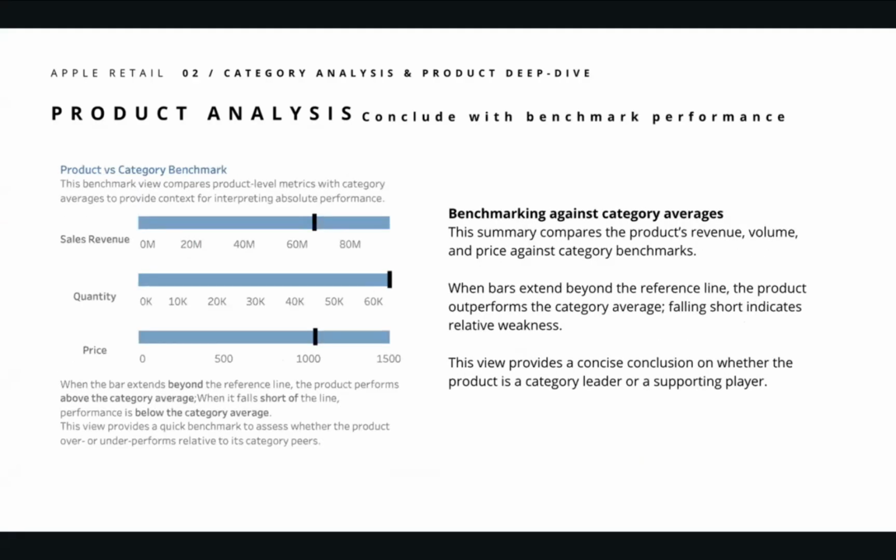To conclude the product analysis, this benchmark view compares the product's revenue, quantity, and price directly against the category averages. When bars extend beyond the reference line, the product outperforms the category average. Falling short indicates relative weakness. This provides a concise, decision-oriented summary of whether a product is a category leader or supporting player.